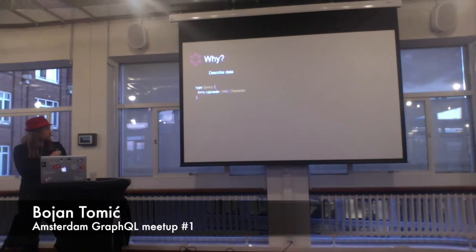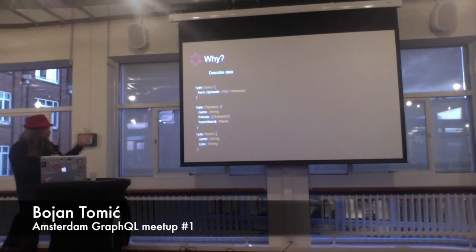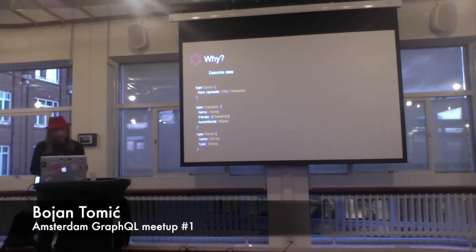So the query is called hero, so you can ask for a hero. It has a parameter, so you have to tell it the hero of which episode, and then it returns you a character. So of type character, where type character is this. It has a name, which is a string, and friends, which is a list of characters, so recursive, and then it has a home world, which is of type planet, where type planet, again, has a name and type that are strings and so on and so forth.